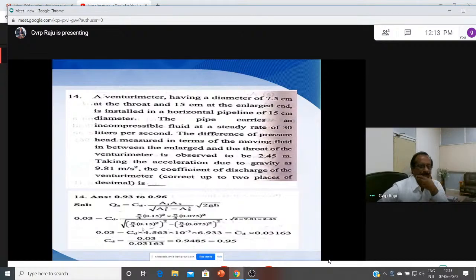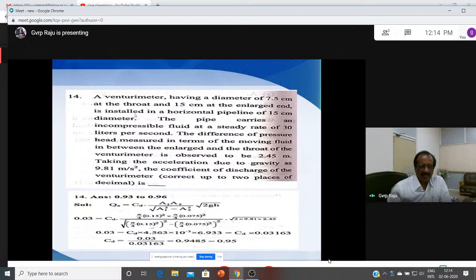Problem 14, a problem on Venturi meter. You see here the Venturi meter having a diameter of 7.5 centimeters at the throat and 15 centimeters at the enlarged end is installed in a horizontal pipeline of 15 centimeter diameter. So diameters are given here for A1 and A2.